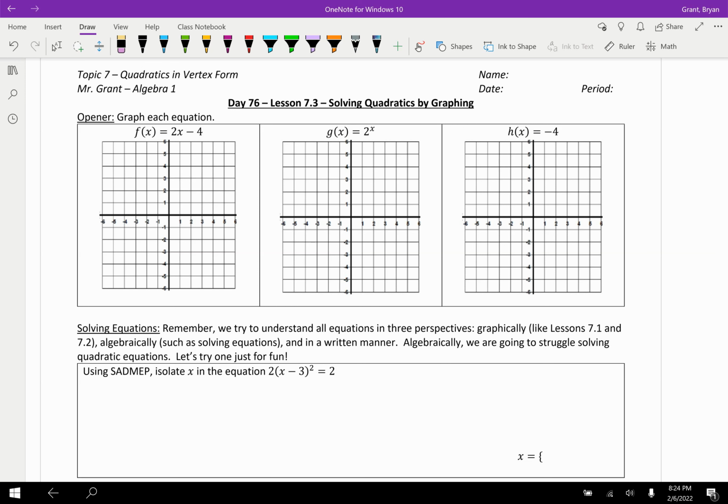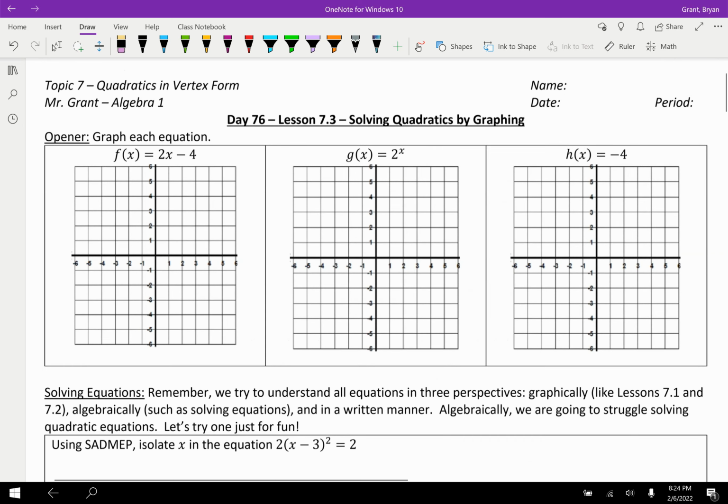We're on Lesson 7.3. I really enjoy this lesson because it's really going to bring everything together that we've done all year long. It's also, of course, going to review what we've done in Lesson 7.1 and 7.2. So the title of our lesson is Solving Quadratics by Graphing.